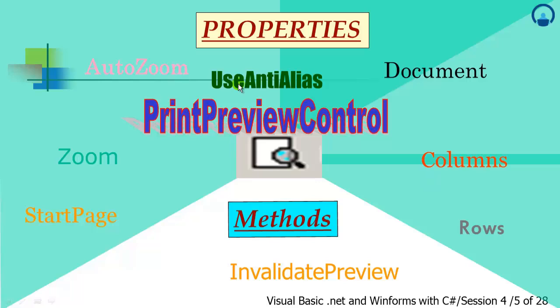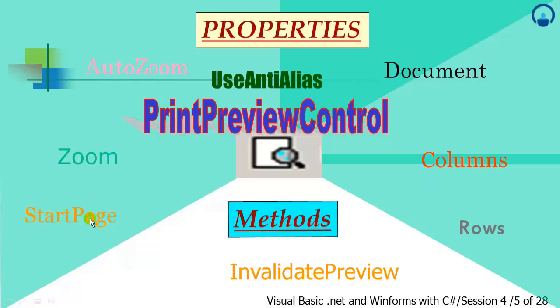The next is UseAntiAlias. This property is used to specify a value which determines whether anti-aliasing should be used when displaying the print preview or not. Document. This property indicates the document being previewed. Zoom. This property determines how large the page will appear.